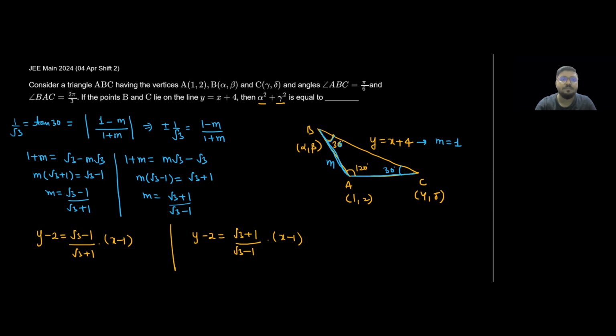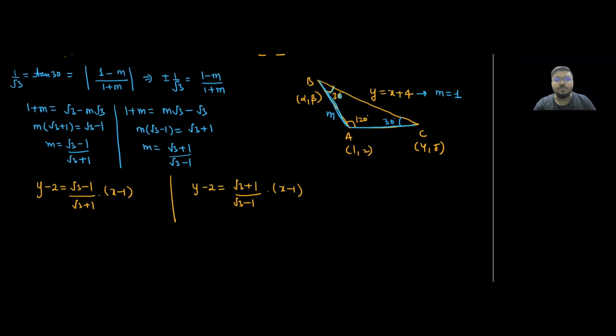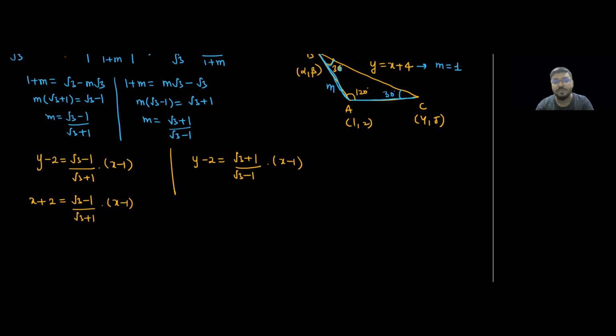Okay, let's solve. So y equal to x plus 4, I will substitute here. So x plus 4 minus 2, that will be x plus 2, equal to (root 3 minus 1) divided by (root 3 plus 1) into (x minus 1). Let's cross multiply to find the value of x. That will be x times (root 3 plus 1) plus 2 times (root 3 plus 1) equal to x times (root 3 minus 1) minus (root 3 minus 1).